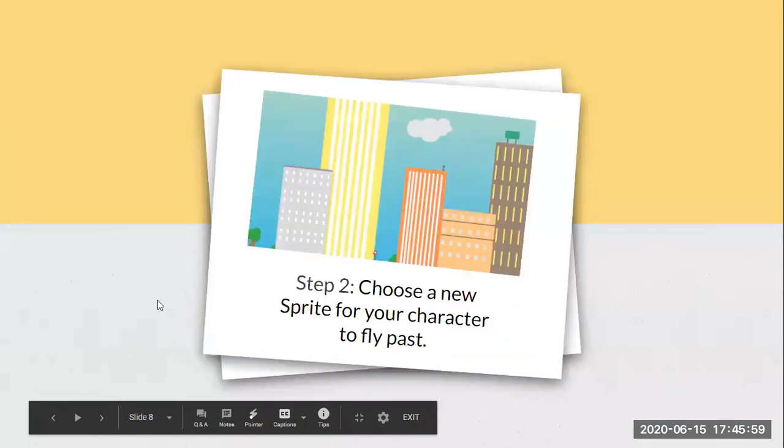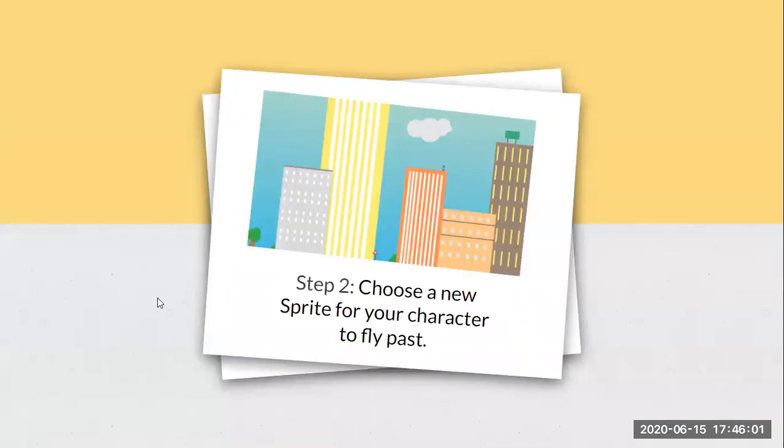Second step is we're going to choose a new sprite for your character to fly past. This is the scenery. This could be buildings if you want your character to fly through a city. It could be birds or planes or even planets if you want a character to fly through space. And you can choose multiple items, but I'm recommending you start with one so you make sure you have it moving correctly.